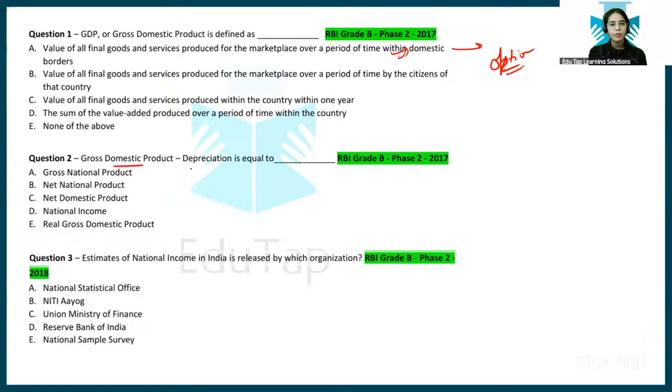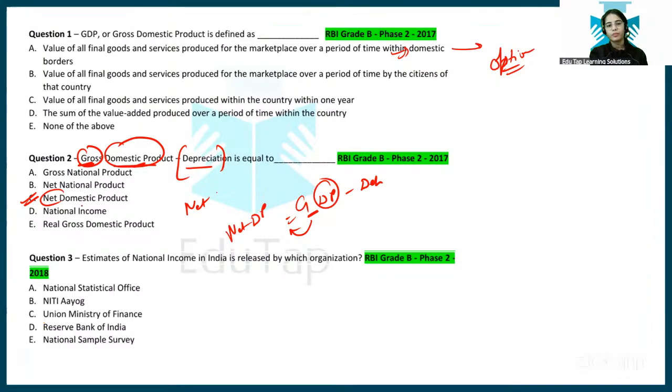Now, GDP minus depreciation is equal to? The domestic product is same. From gross, deduct the depreciation, so you will get to net domestic product. From gross you are deducting the depreciation, so it is net. The domestic product will remain the same. Net domestic product. This is the answer.